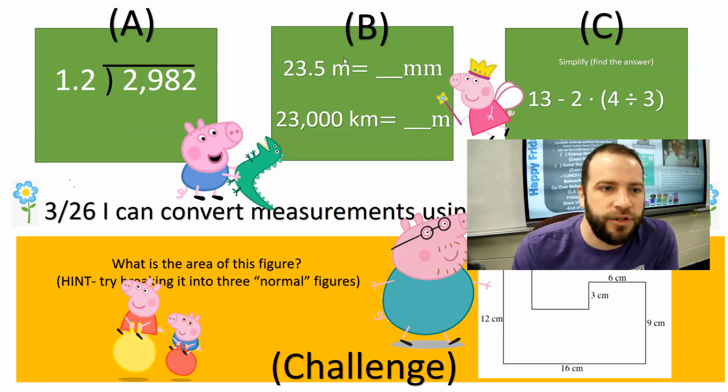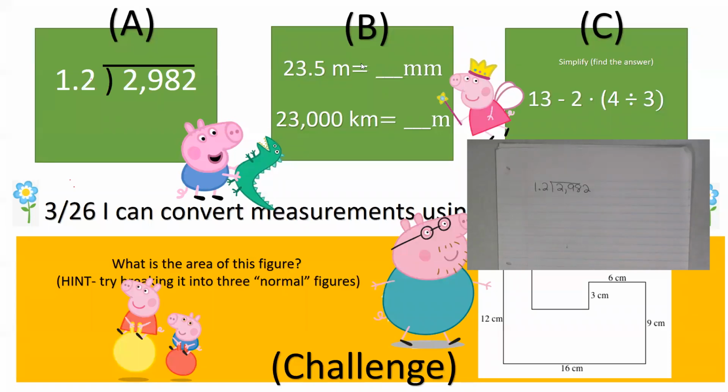Let's start with A. We have 2,982 and we're dividing that by 1 and 2/10. This is called your divisor. It's what you're counting by. You can't count by a number that has a decimal in it, okay? But there's something that we can do. There's a trick. What we can do is on the outside, we can move the decimal over once.